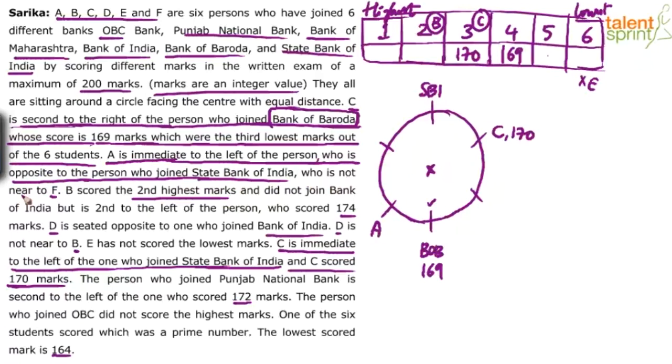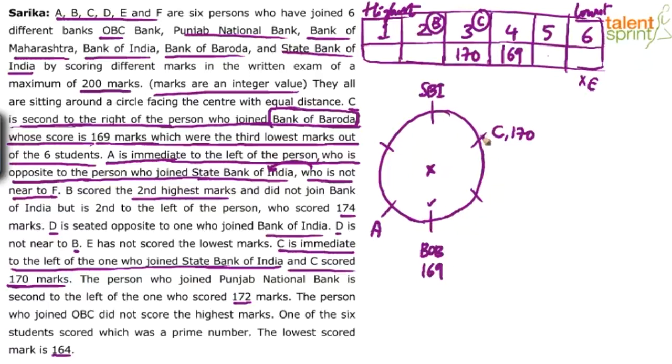Who is not near to F? Now who here refers to whom? SBI. Remember, who, whose, which, all these are for the preceding person, right? So who means the guy from SBI. The person who joined SBI is not near to F. So F cannot be a neighbor of SBI.